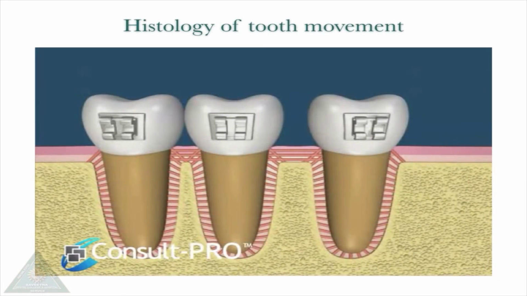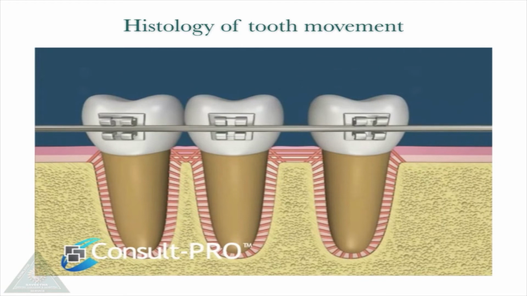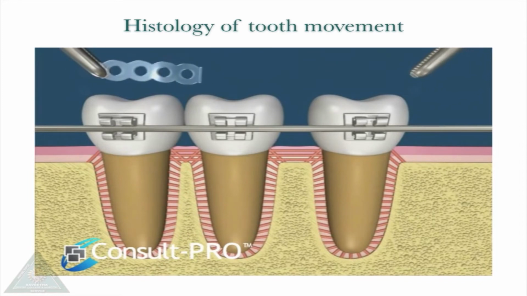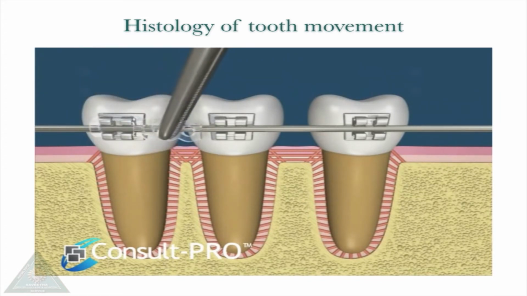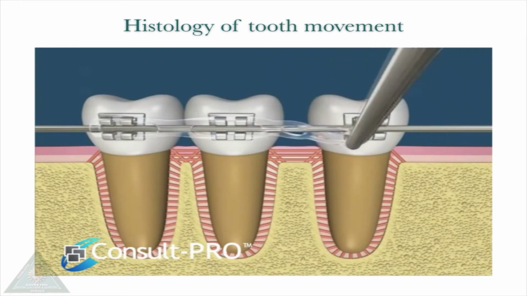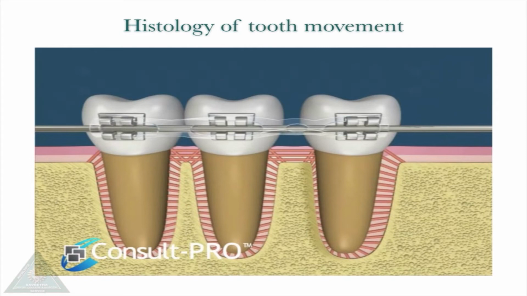Now we will see how tooth moves within the bone. When an orthodontic force is exerted onto a tooth, the periodontal ligament fibers in the direction of tooth movement get compressed, while the fibers on the opposite side get stretched. On the compression side or the pressure side, along the bone, osteoclasts form and bring about bone resorption, whereas on the tension side, osteoblasts are formed which bring about bone deposition. This alternate bone deposition and bone resorption bring about tooth movement.